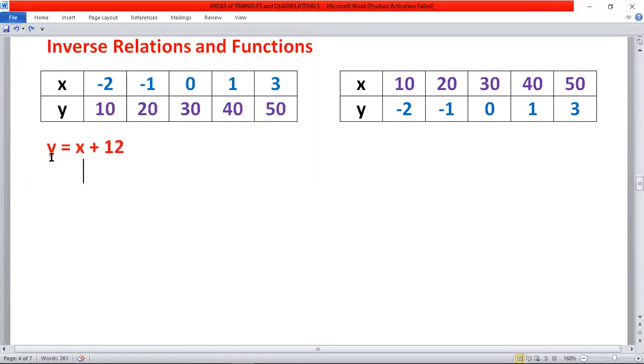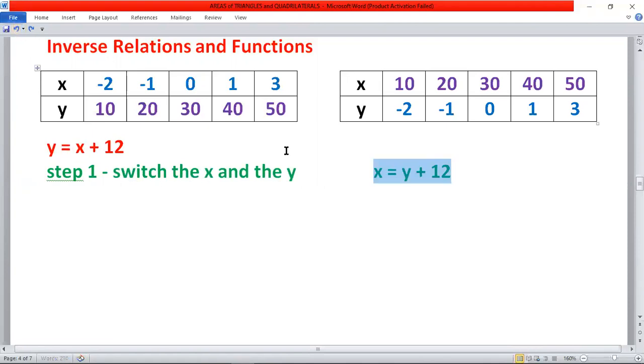We are given the function y is equal to x plus 12. So we want to find the inverse function of this given function. Step 1, switch x and y. When we switch the x and y in the function, if you have y is equal to x plus 12, the switch will be x is equal to y. It's simply switching the position of the y and the x. So now you have x is equal to y plus 12.